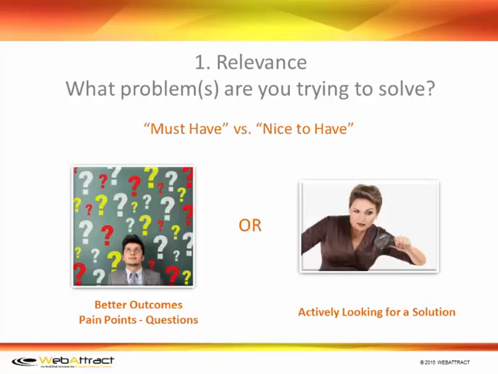The first one, really a basic one, is the relevance of your topic, of your webinar. And the question you have to ask yourself is, what are the problems you're trying to solve? Is it like that gentleman in the bottom left of the screen who's got a lot of questions? He's looking for better outcomes, or he's got pain points. Or is it like the lady on the right, where she's actively looking for a solution? These are the types of people that would be interested in your webinar. But the most important thing is, is it a must-have or a nice-to-have? If it's not a must-have, you're probably not going to get anybody or very few people to sign up.